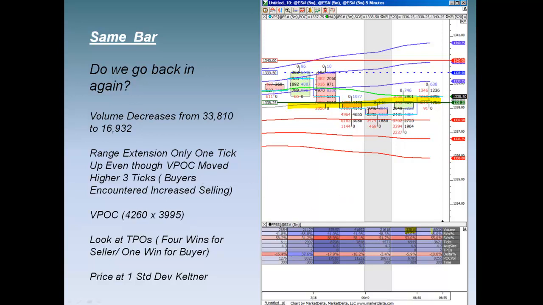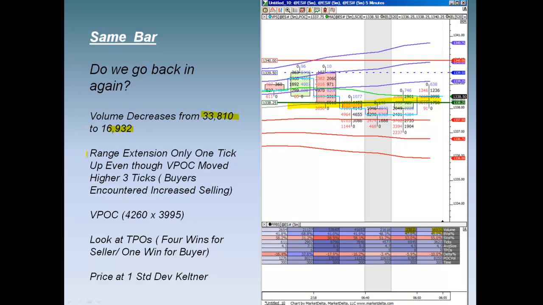Volume starts to decrease to about half. It decreases from 33 to 16,932. And once again, what did we say about volume? If volume increases, the likelihood of continuity increases. If it decreases, that is the opposite.